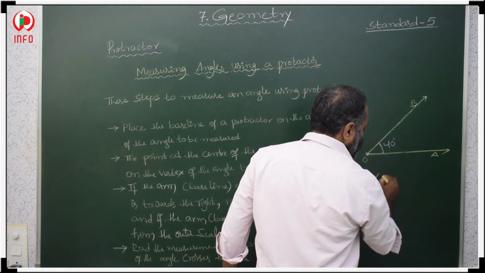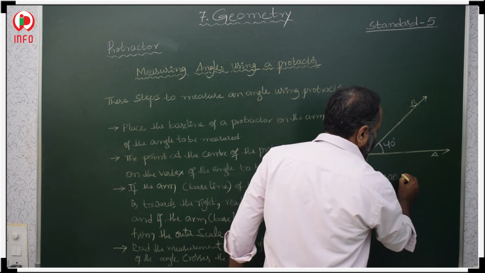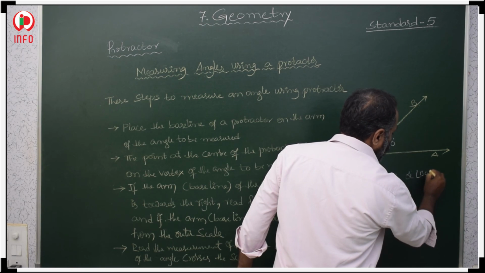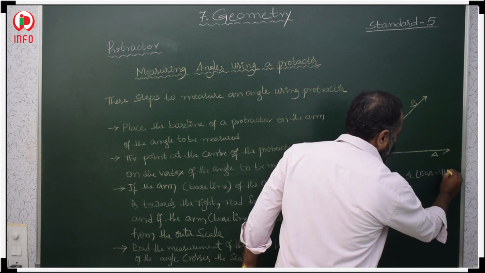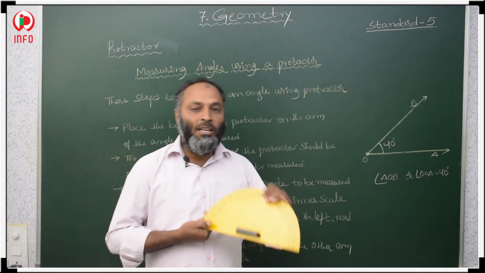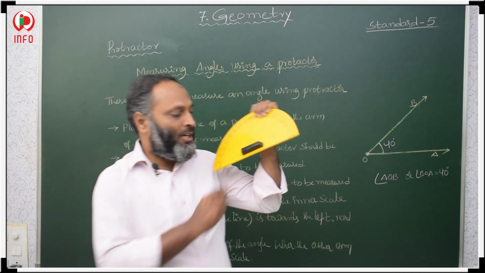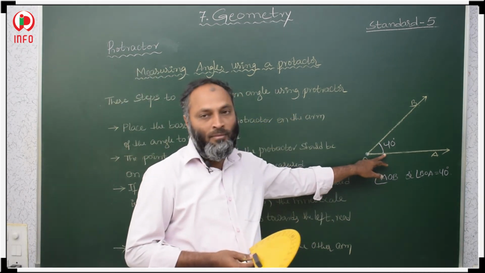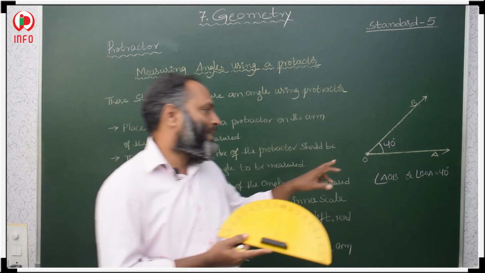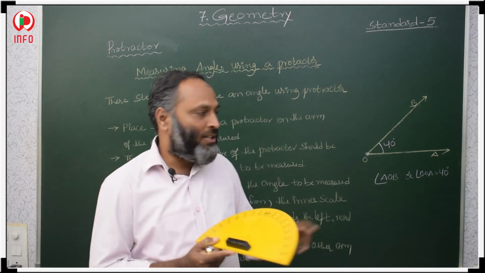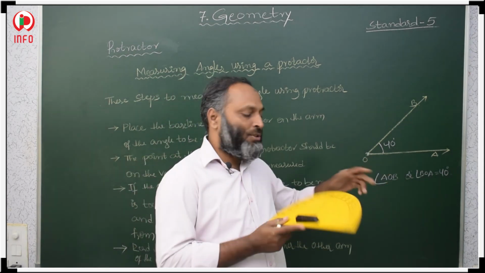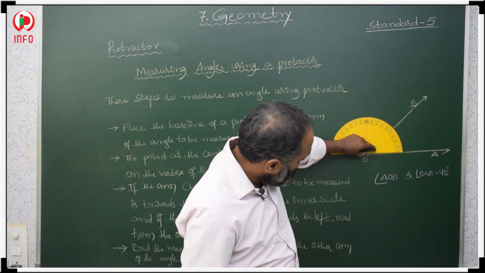Then angle AOB or BOA is 40 degrees. Once again, the steps. First, we have to take a protractor. The protractor baseline should coincide with the base arm, and the center point of the protractor should coincide with the vertex. Like this we have to keep.